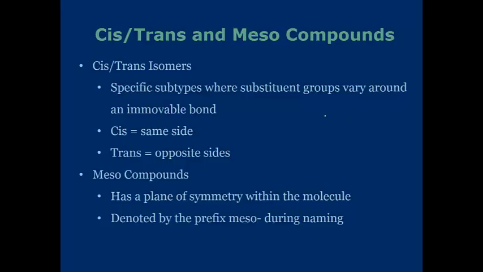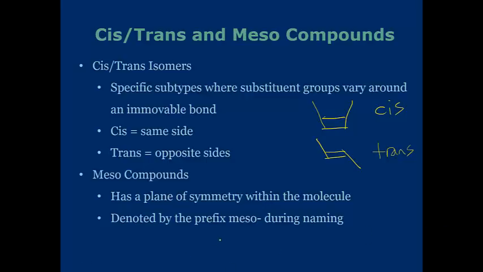So for example, if I were to have a double bond, and I were to have both on the same side like so, this would be considered a cis orientation. If they were on opposing sides, however, this would be a trans orientation. In the name, you're going to see cis or trans to note these distinctions, so you'll be able to tell what isomer it is. Meso compounds are simply compounds that have a plane of symmetry within the molecule. They are denoted by the prefix meso during the naming.